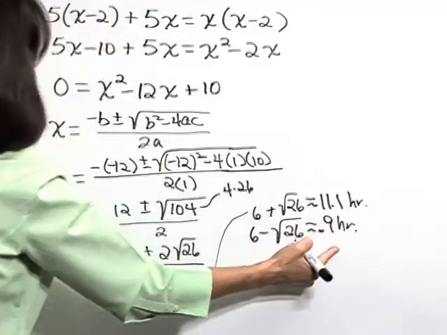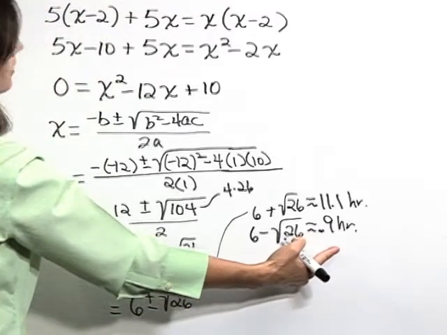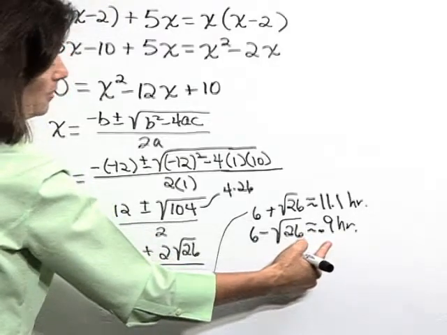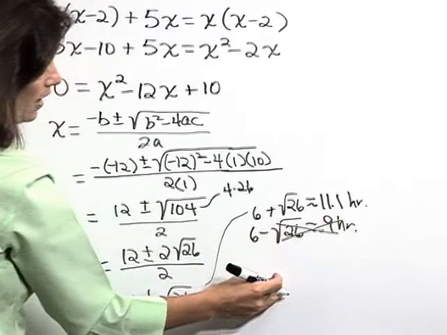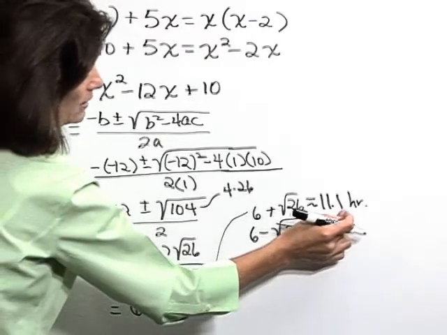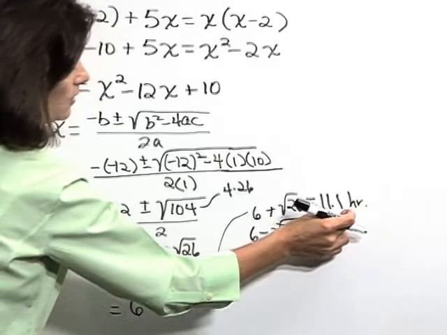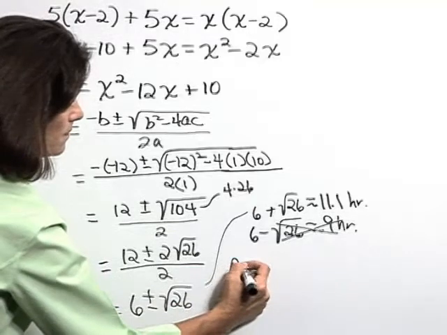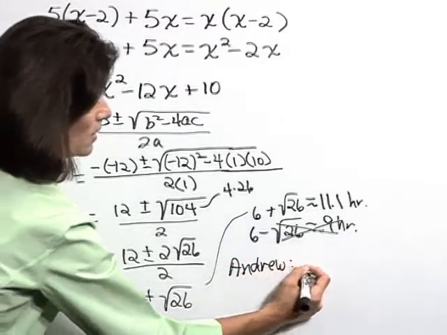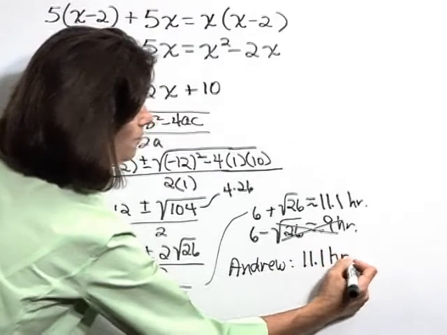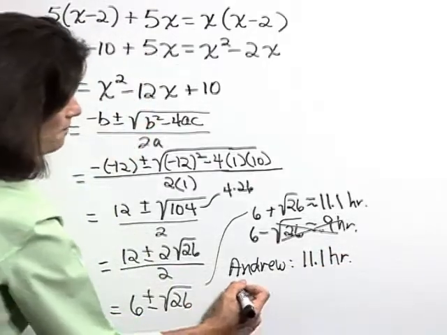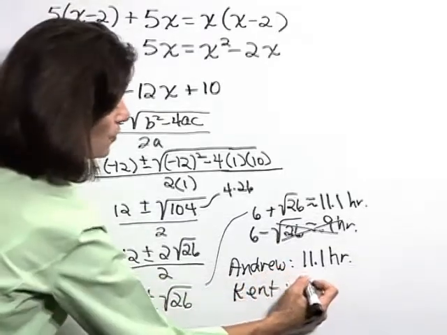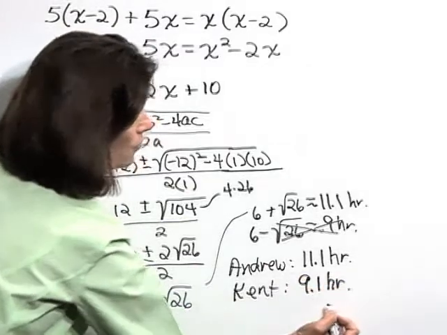If x is equal to 0.9 hours, and remember that's Andrew's time alone, then x minus 2 is going to be a negative number. We can't have a negative number for Kent's time. So reject that as a possible option. However, the 11.1 is going to check out. So let's summarize and write our answer very clearly then. Andrew's time is 11.1 hours. And Kent's time then is that 11.1 minus 2, that's 9.1 hours.